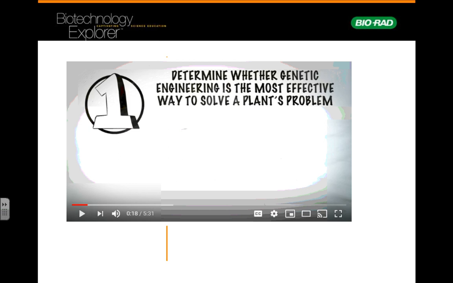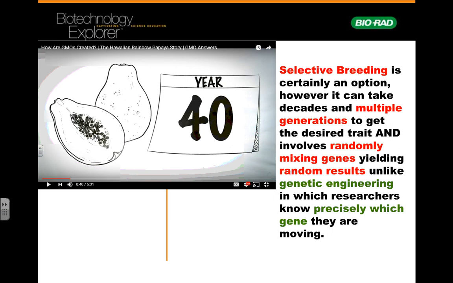And the solution involved being able to make the plants resistant to that virus. And so you might be able to do that through selective breeding, through being able to move the plant from one island to the next. They tried those methods, didn't exactly work. Part of the problem here with selective breeding is that while it's always an option, it can take decades and multiple generations to get the desired trait. That's a long time, and they didn't have that kind of time in this case.